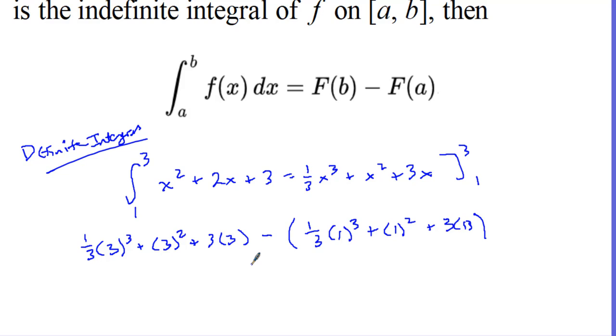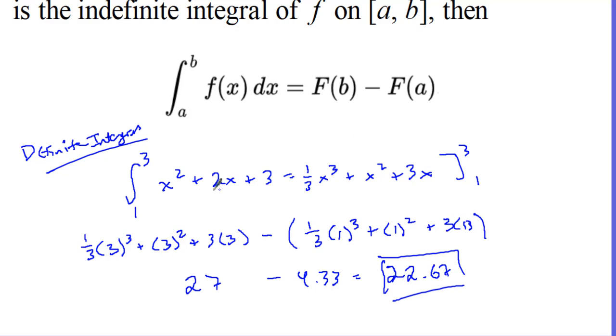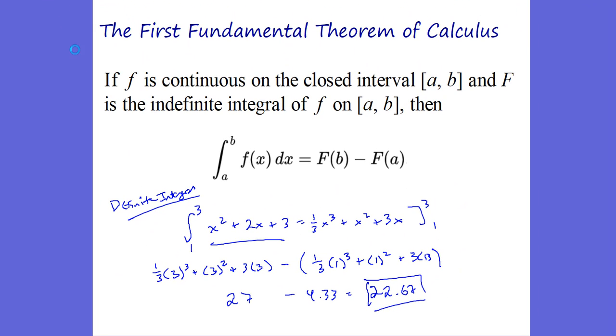So I have 1/3 times 3 cubed plus 3 squared plus 3 times 3. And I end up getting 27 minus, you can see I have 1/3 plus 1 plus 3, which is 4.33333. So 27 minus that answer is going to give me 22.67, and that would be the area under this function's curve from 1 to 3. And so that is the area underneath that. And so that is what's called the first fundamental theorem of calculus.